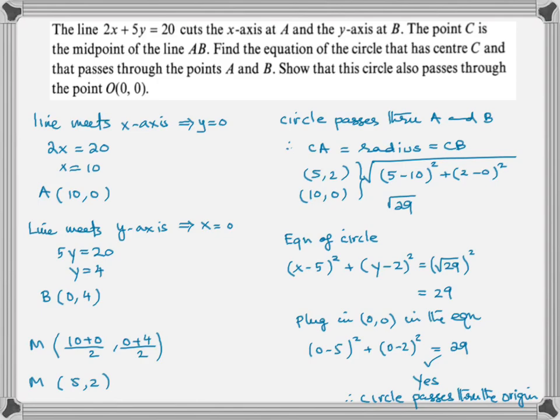Just go through all the steps. First, you find out A, then you find out B, then the midpoint, which is (5, 2), and then the radius of the circle, and hence you write the equation of the circle. Last part, show that the circle also passes through the point (0, 0). Plug in 0, 0 in place of x and y. If both sides are equal in that circle equation, definitely the circle passes through this point.